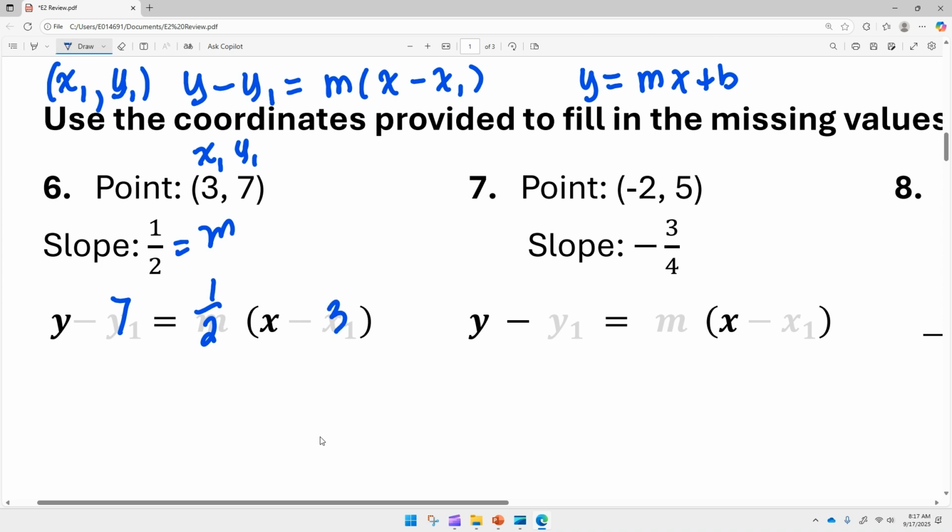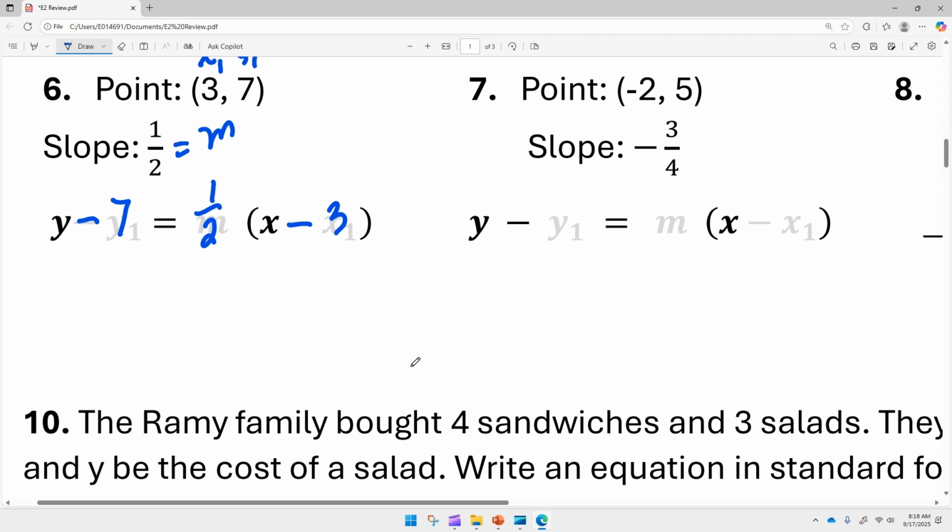Now, let's talk about the sign. Because the formula has the y1, x1 as being negative, it's always going to be opposite when you put it inside the formula. So if it's positive, it's going to be negative. If it's negative, it's going to be positive. So this positive 3 becomes negative 3. This positive 7 becomes negative 7. All right. We've now written this equation in point slope form.